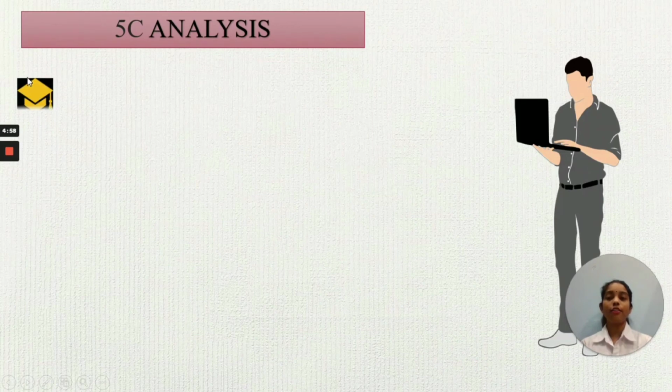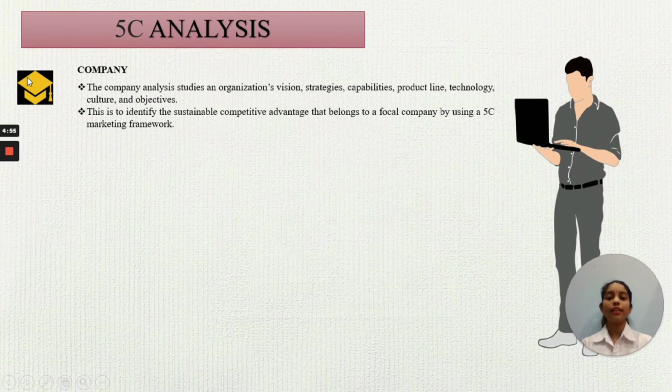5C analysis. Firstly, company. The company analysis studies an organization's vision, strategies, capabilities, product line, technology, culture, and objectives. This is to identify the sustainable competitive advantage that belongs to a focal company by using a 5C marketing framework.